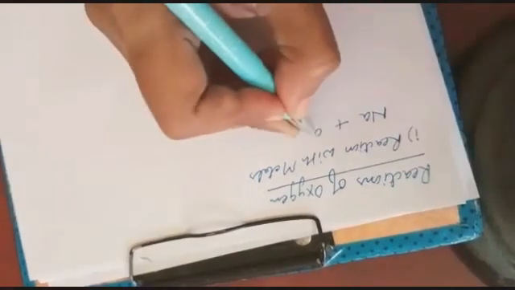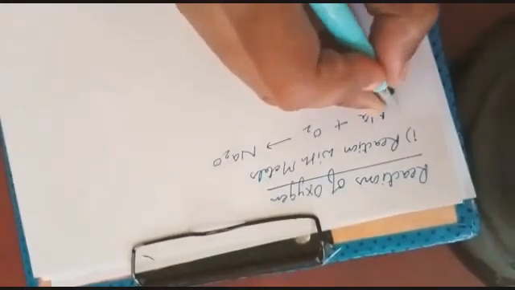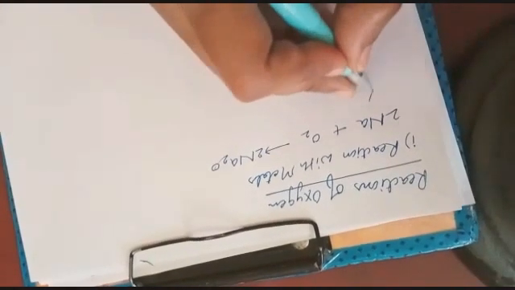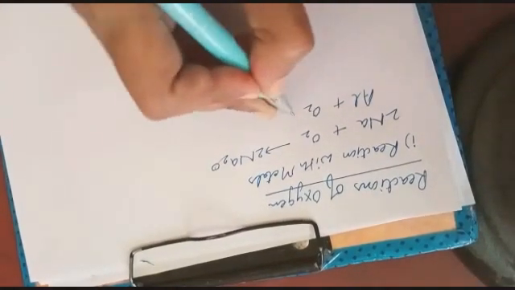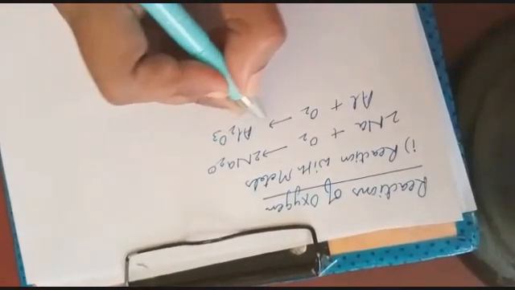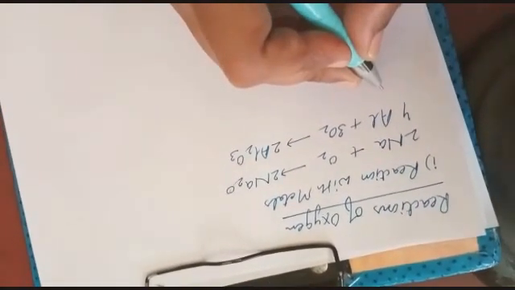Sodium when it reacts with oxygen gives Na2O. We will balance the reaction. And second is aluminium, when it reacts with oxygen it gives Al2O3. We will balance the reaction. This is for balancing the reaction.